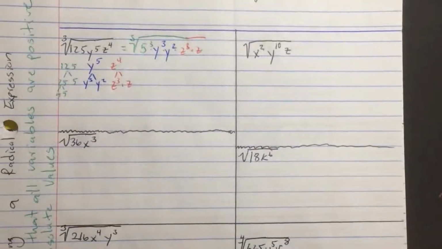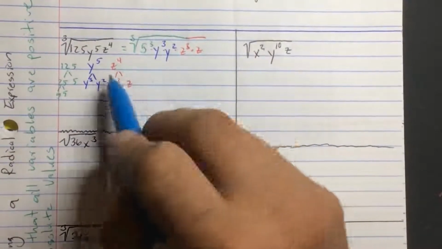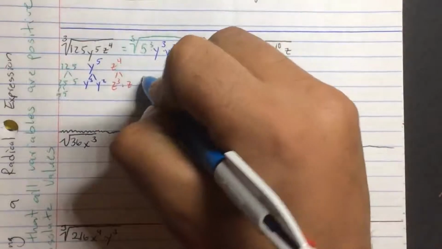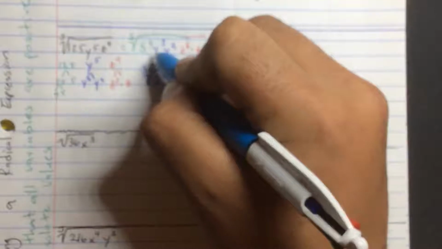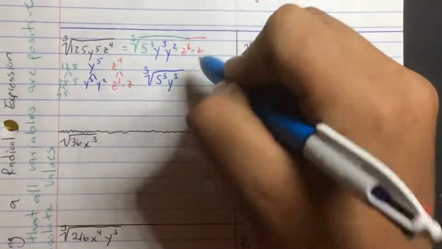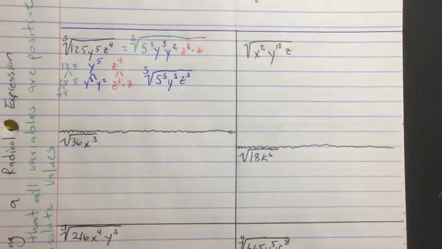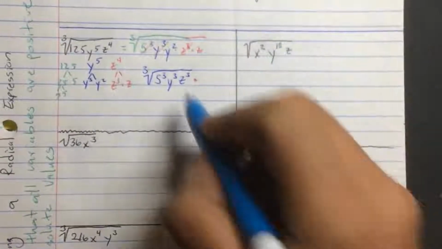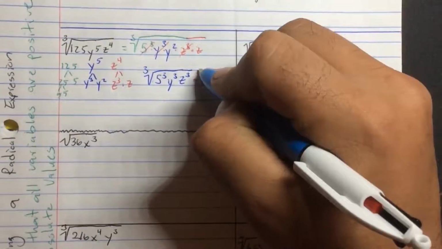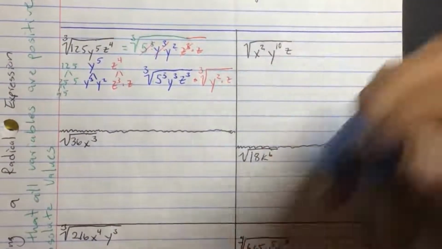So now basically we're going to do what we did on the last one. We're going to separate it. We're going to put our ones that can be simplified out, and then make another one that cannot be. So it's going to be the cube root of 5 cubed times y cubed times z cubed, multiplied by the ones that couldn't come out. So this came out, and this came out, and the ones that cannot come out would be the y squared and the z.